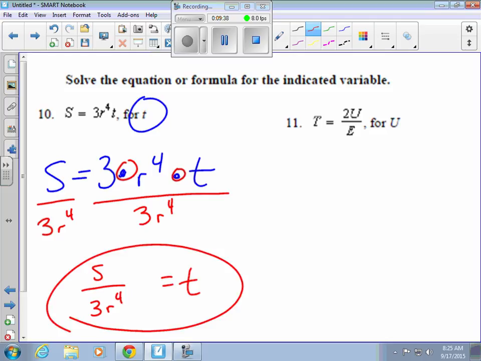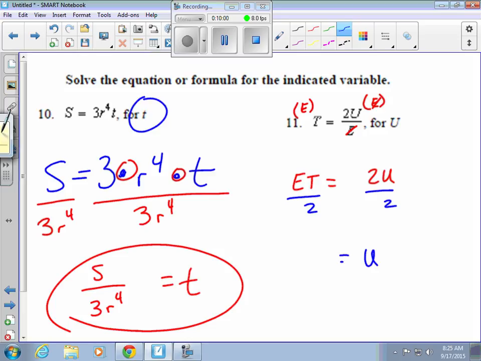t is equal to 2u over e. Solve for u. Get u by itself. So you need to undo divide by e by multiplying both sides by e. et is equal to, this cancels, 2u. To get u by itself, divide by 2 on both sides. u is equal to et over 2.